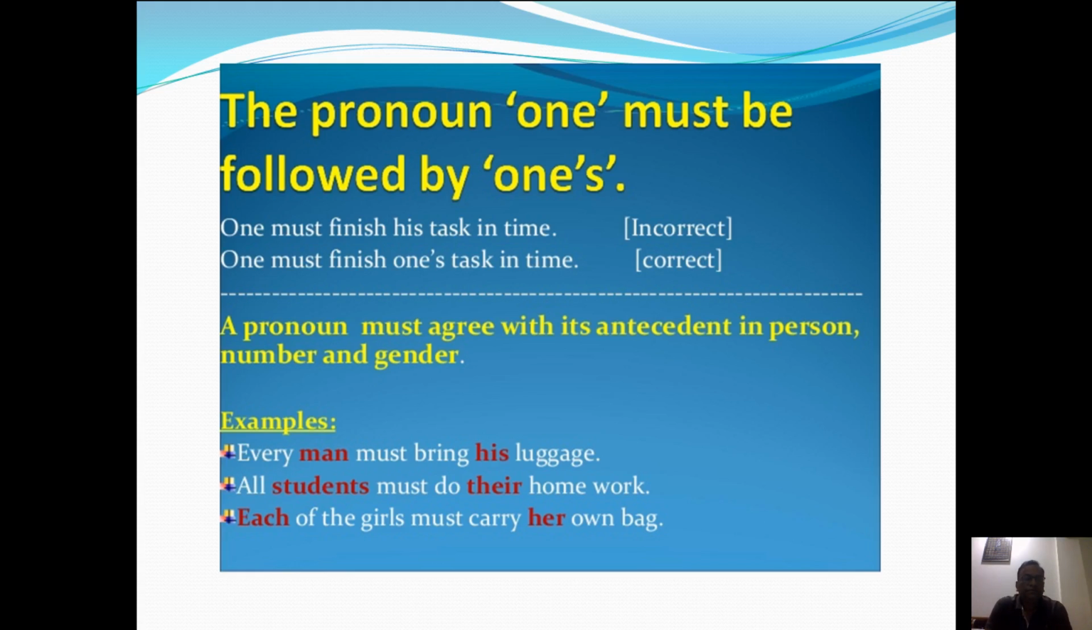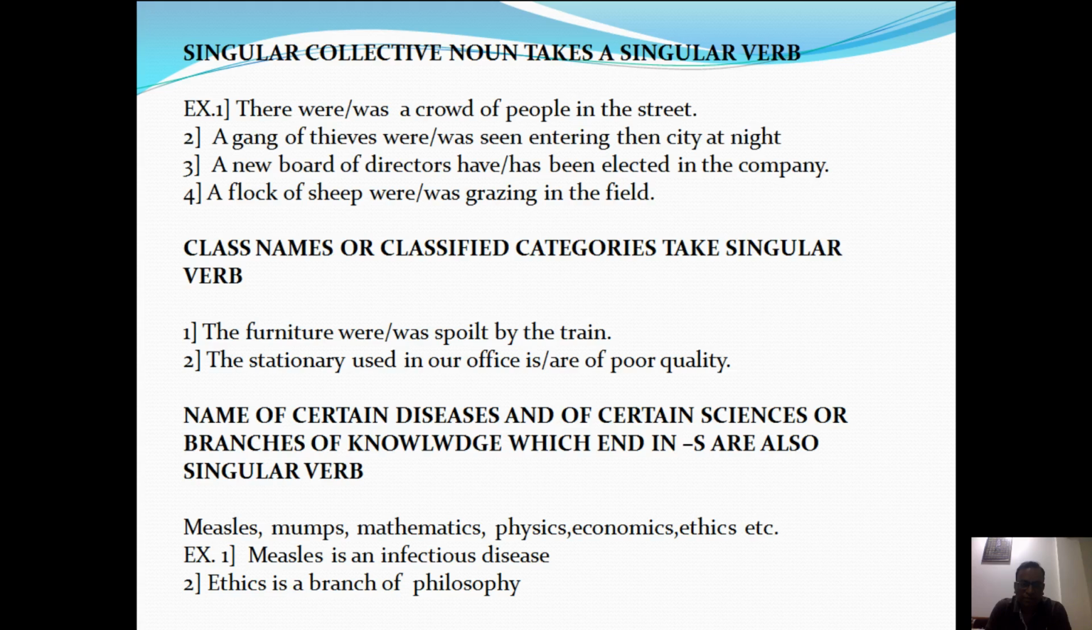Second one, a pronoun must agree with its antecedent in person, number, and gender. Let's take some examples. Every man must bring his luggage. All students must do their work. Each of the girls must carry her own bag. Here I have put some examples.